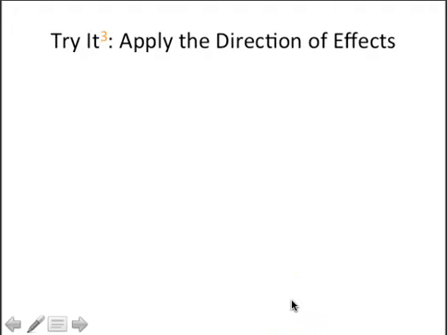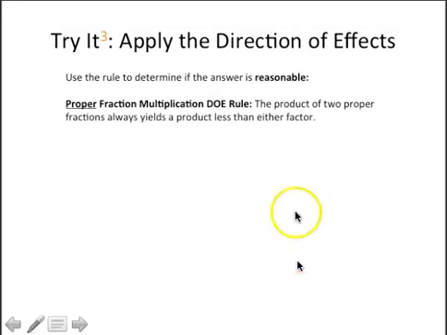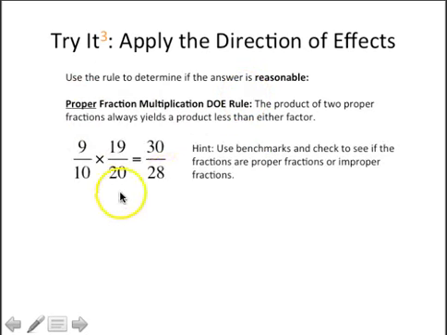Okay, now it's your turn to try out this process. So you're going to apply the direction of effects rule for proper fractions to this problem and determine if the product is reasonable, just based on the rule. Use benchmarks to help you estimate the magnitude of these fractions, and then apply the rule, determine if the product is reasonable. Do that, fill in your answer at number 3 on your guided notes. Pause here to do that, and then come back when you're ready.